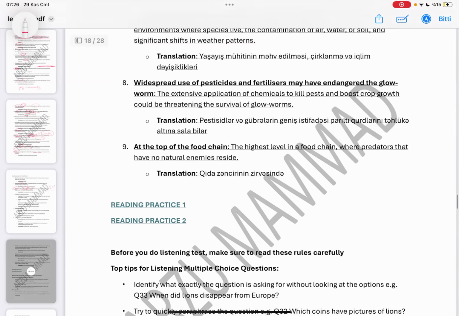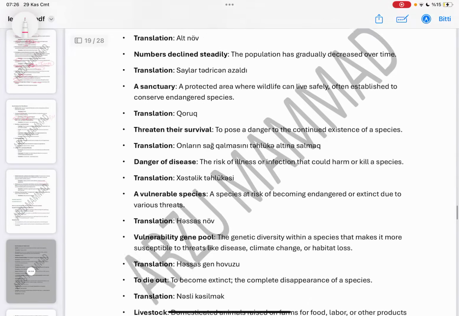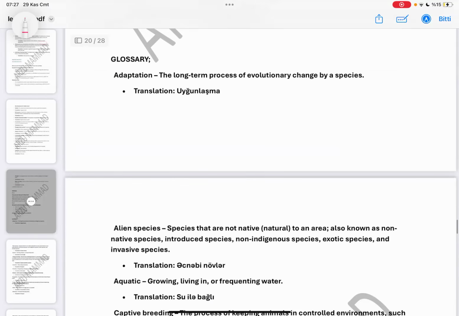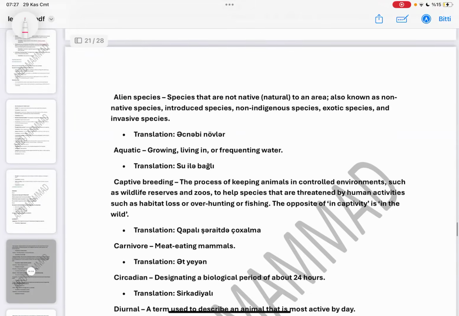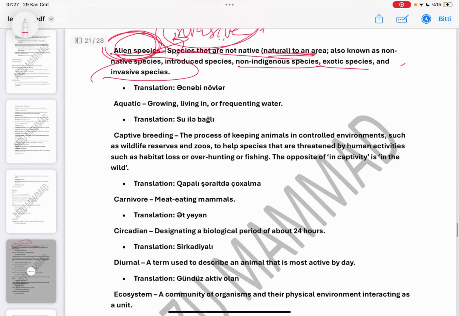Destruction, endangered, we have discussed. Okay. Yeah, we have something. Adaptation, very easy. Alien species, species that are not native. Do you remember, but there is a difference. These ones maybe are not these ones because they take the most of the area. But when it comes to these ones, non-indigenous, exotic, sometimes, yeah, this is a synonym that we have discussed.